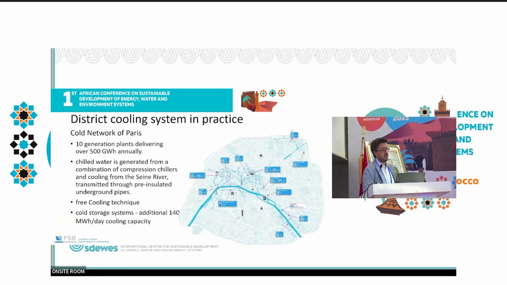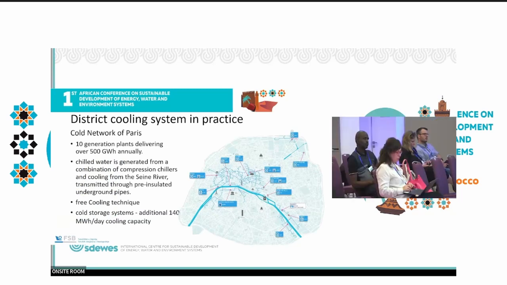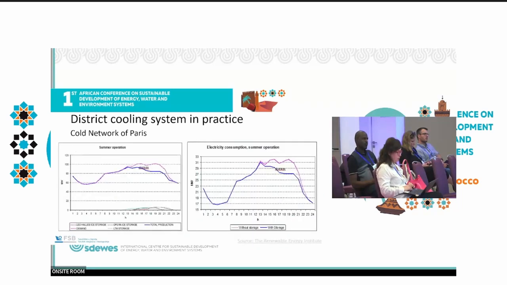Paris is another interesting example. The cooling network of Paris has around 700 customers. In 10 years' time, they will reach around 160 kilometers of network. Here, it's a combination of compression chillers and free cooling. They use the River Seine for their free cooling purposes. And they have different kinds of storage technologies, around 140 megawatt hours per day.